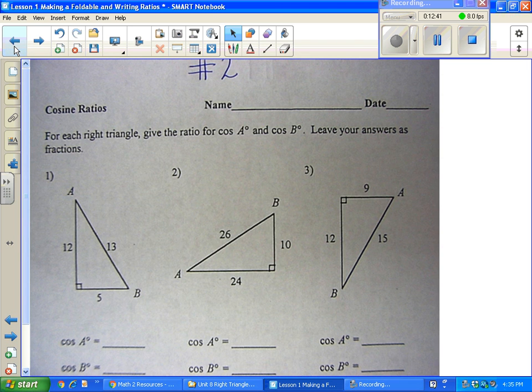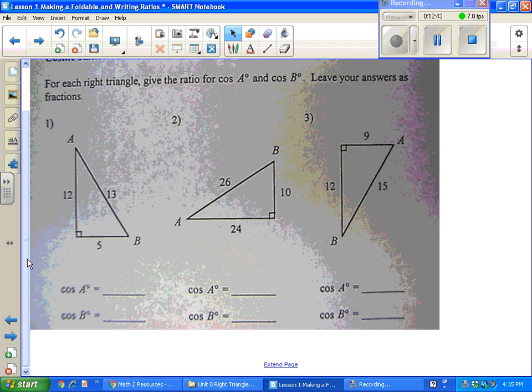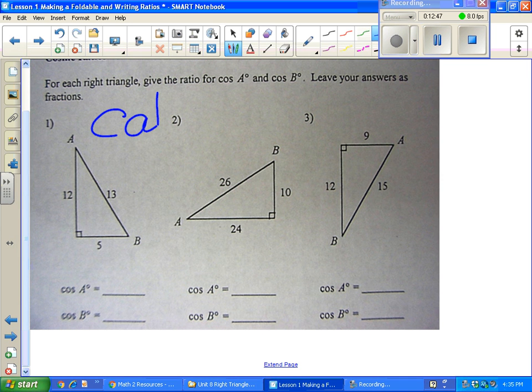All right, so let's do a couple with cosine. I just want to make sure that you get started. Cosine is CAH, C-A-H, adjacent to hypotenuse. You still have to know what angle you're starting with. My first one is cosine of A. Here's my angle. Now, 5 is opposite, but I don't need opposite. So this time, when I do A, I do not need to look at the 5. Now, find your hypotenuse first.